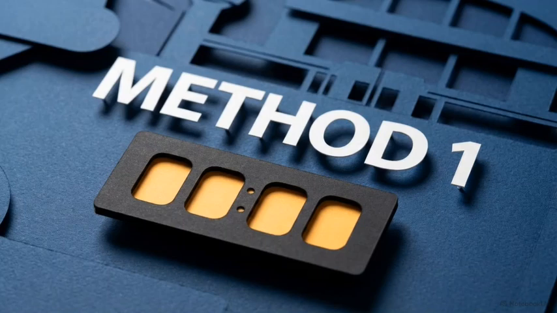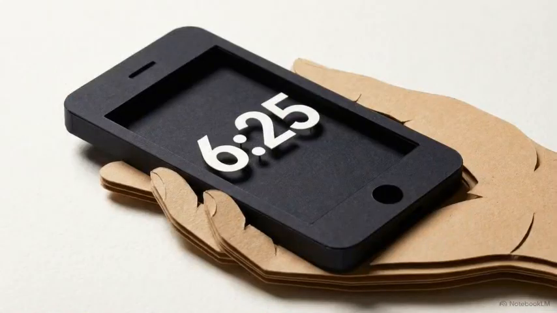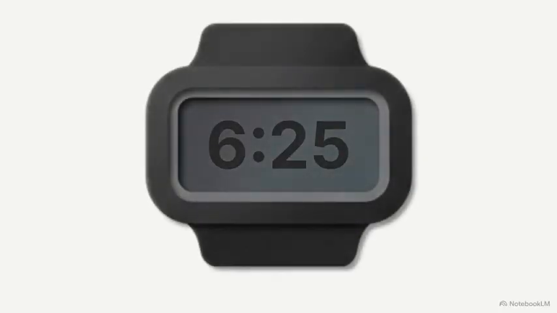We can call it the digital code. It works exactly like the clock on your smartphone screen. The rule here is incredibly straightforward. You just read the numbers from left to right. You say the hour first, and then the exact number of minutes. So a 6 and a 25 is simply spoken as 6:25.